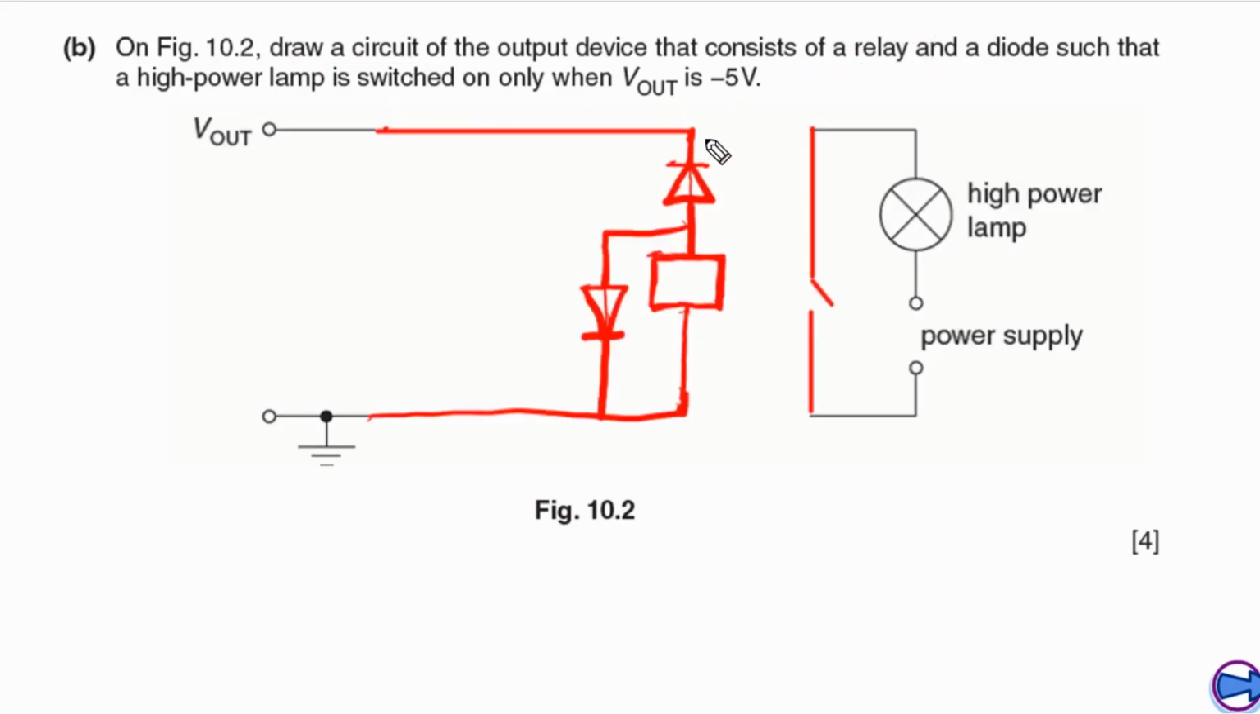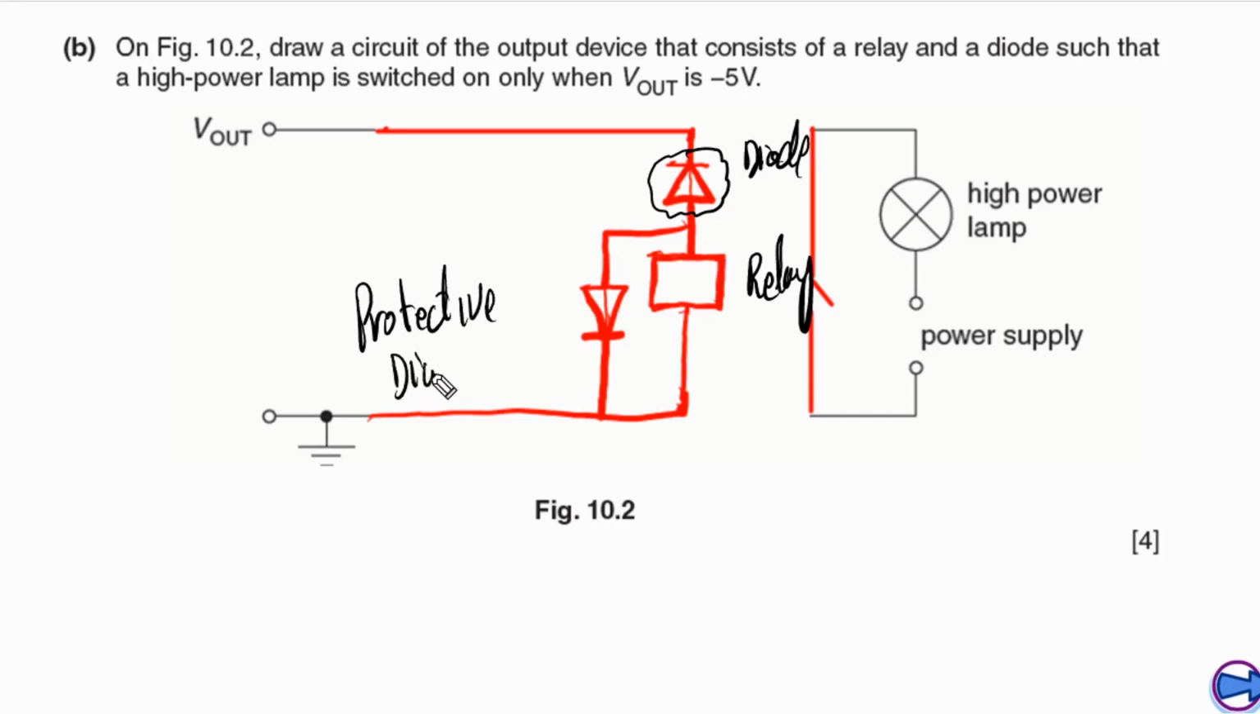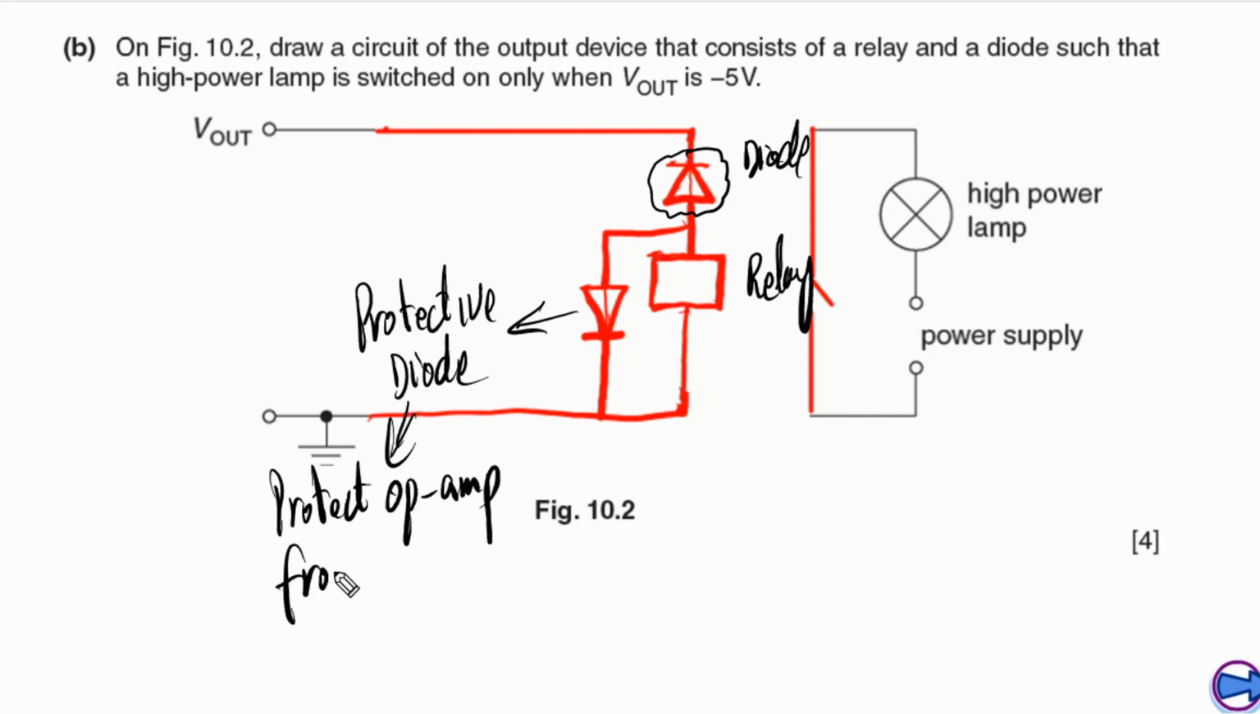As you can see here, I have already drawn the circuit. In this circuit, we have connected one diode here and we have connected the relay at this point. We have another diode that is connected here, and this diode we call a protective diode. The purpose of this diode is to protect the op-amp from back EMF. So we can simply write down: to protect the op-amp from back EMF.